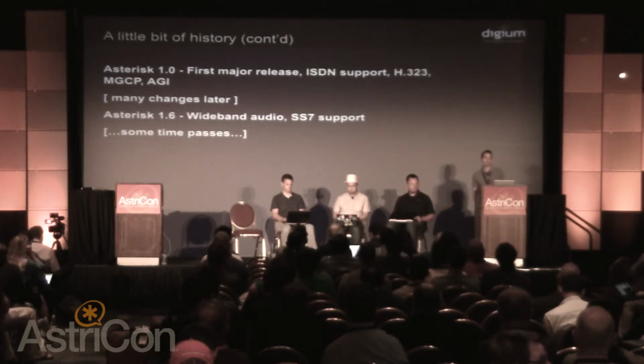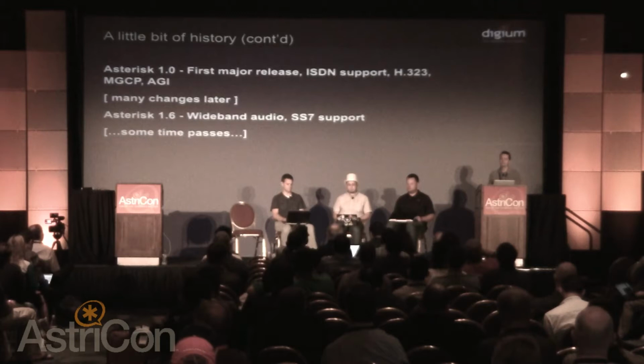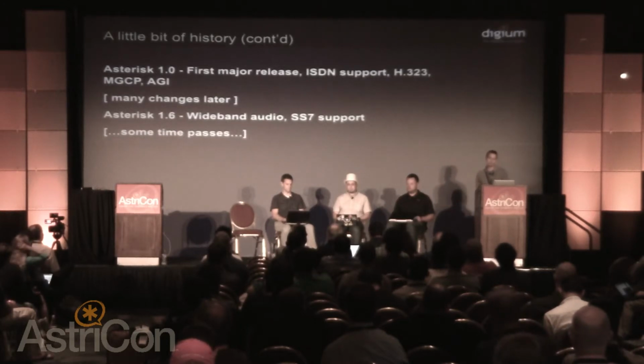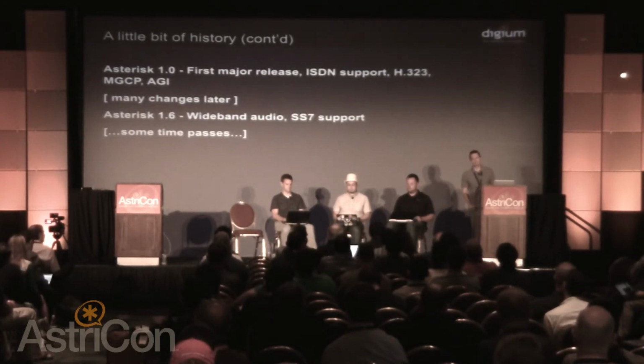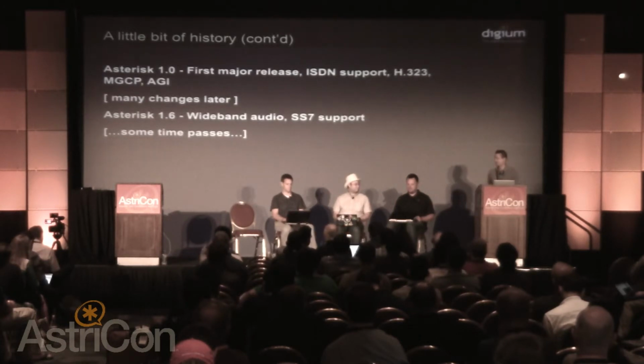1.6 had a few notable things in it. We added wideband audio support. There were many other contributions along the path, but I was trying to pick some prominent points of interest. And I couldn't not put in SS7 support because I worked on it, so that was a little bit of a selfish addition. That went into Asterisk 1.6. Some time passed, and Asterisk 11 was released, and that was the beginnings of WebRTC support that was added to chan_sip. So that was kind of a cool milestone.